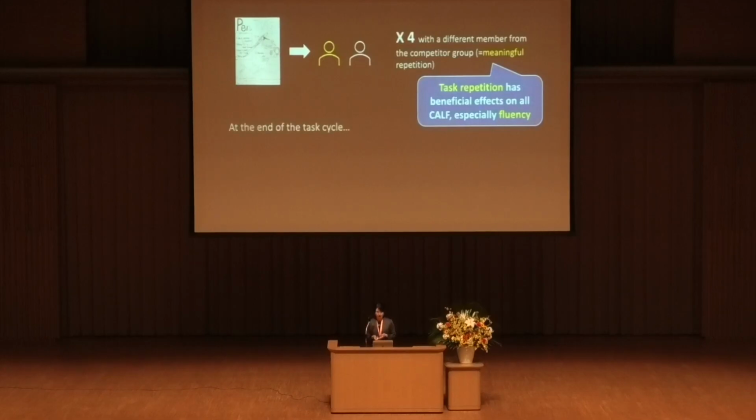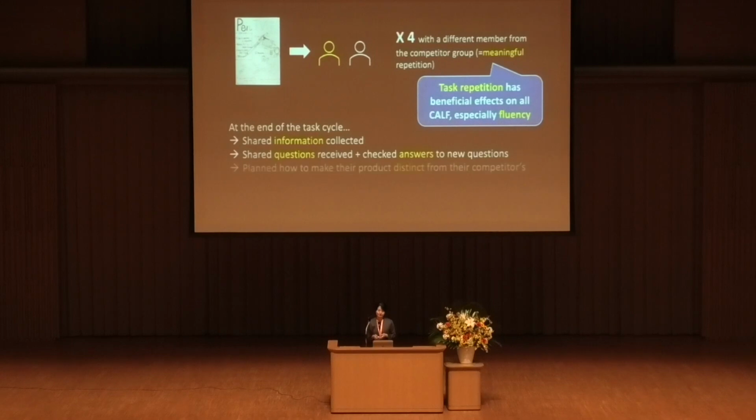At the end of the task cycle then, students gathered together to share information that they collected from their competitor group. They shared questions that they received and checked their answers to the new questions. They then went on to plan how to make their product more distinct from their competitors. As a homework assignment, they were also encouraged to anticipate other questions and prepare answers to those anticipated questions.